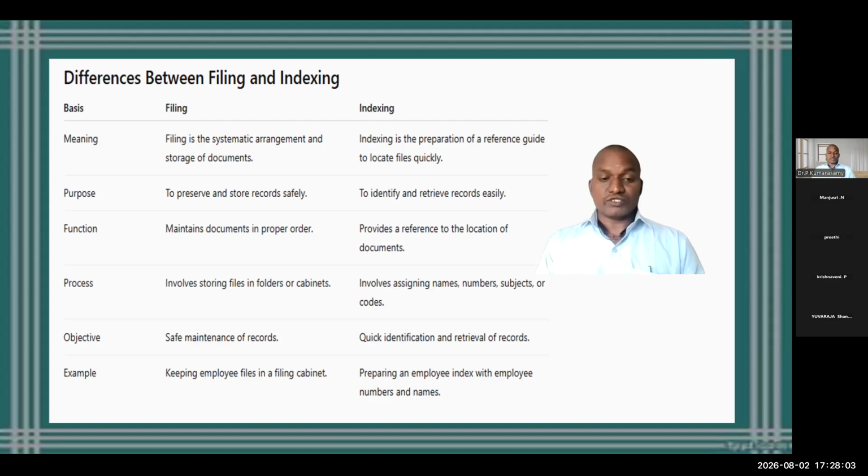The process of filing involves storing files in folders, cabinets, or racks. But the process of indexing involves assigning names, numbers, subjects, or codes. Objective: safe maintenance of records is the objective of filing. Quick identification and retrieval of records is the objective of indexing. Example: keeping employee files in a filing cabinet, in rack number 1. That is the example. Indexing: preparing an employee index with the employee number and employee name. That process is called indexing. These are the differences between filing and indexing.